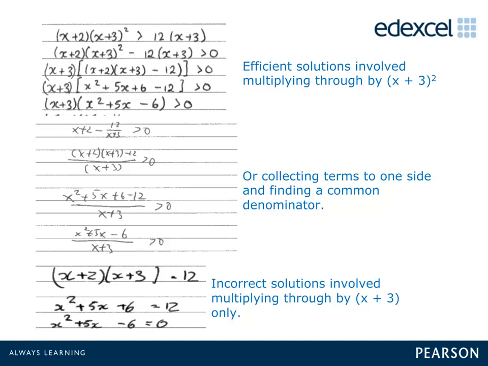Efficient solutions involved multiplying through by x plus 3 squared, or collecting terms to one side and finding a common denominator. Incorrect solutions involved multiplying through by x plus 3 only.